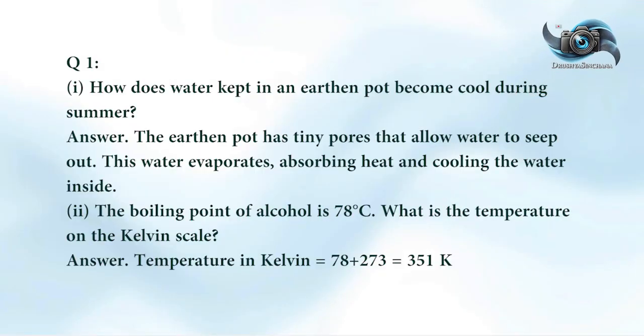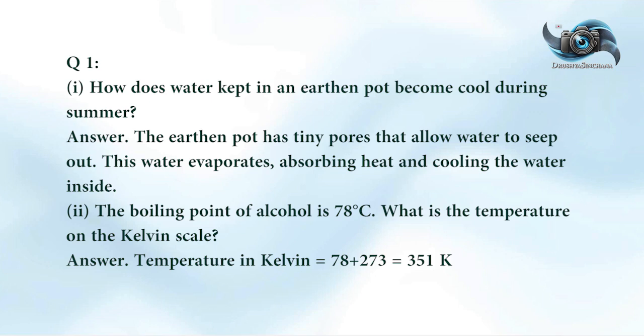Question number 1. How does water kept in an earthen pot become cool during summer? Answer. The earthen pot has tiny pores that allow water to seep out. This water evaporates, absorbing heat and cooling the water inside.